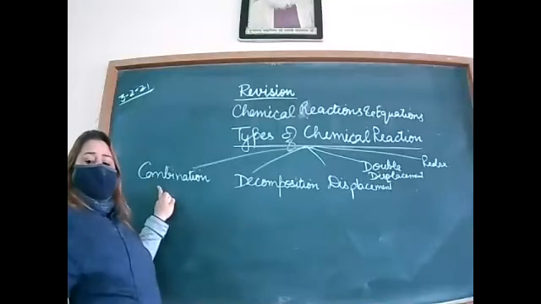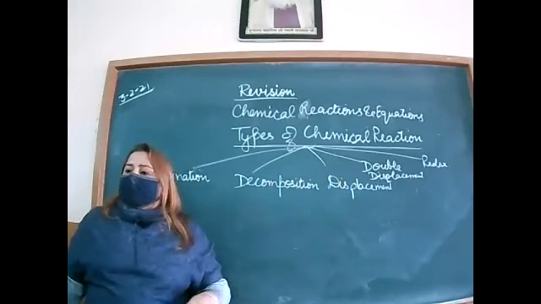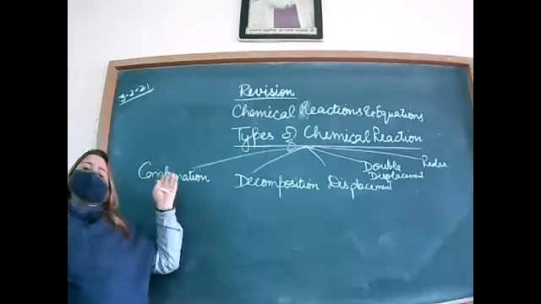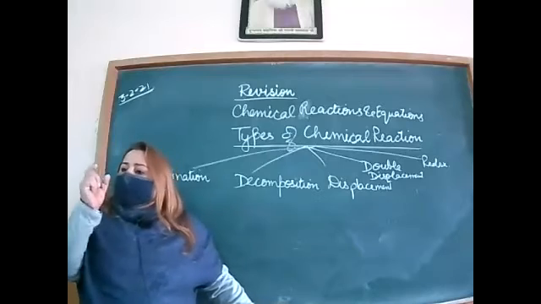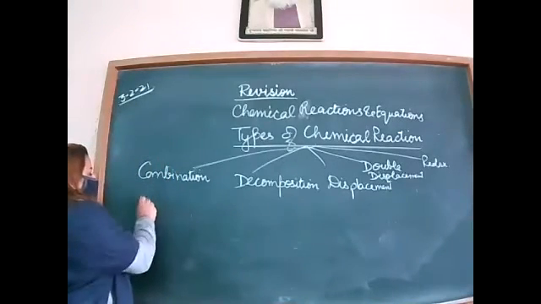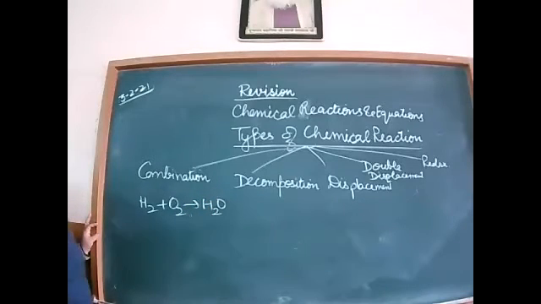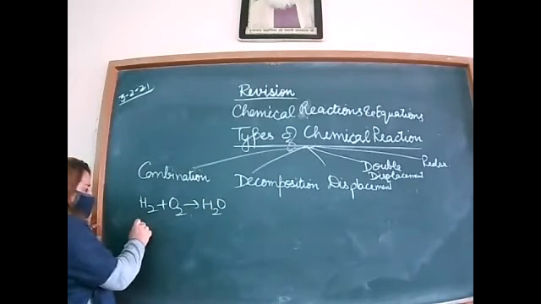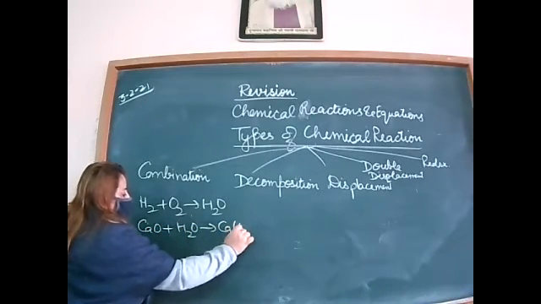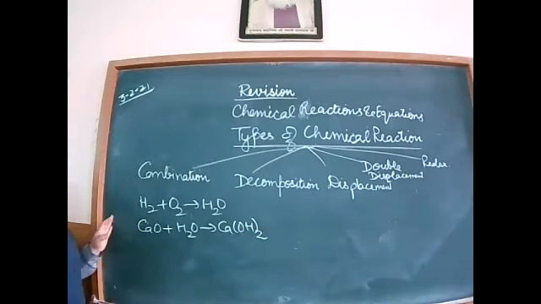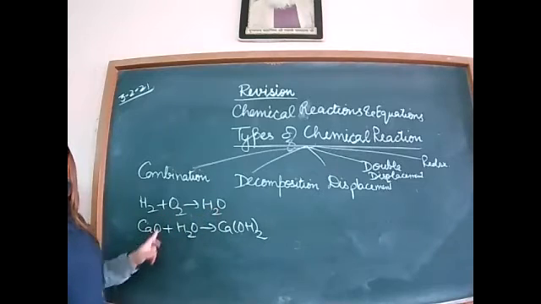Types of chemical reaction: combination reaction, decomposition, displacement, double displacement, and redox reaction. Combination itself tells that when two elements or compounds combine, that means two elements can combine. Hydrogen plus oxygen give rise to water, that is elements, right? Both are examples of the combination, but here the elements combine and here compounds.